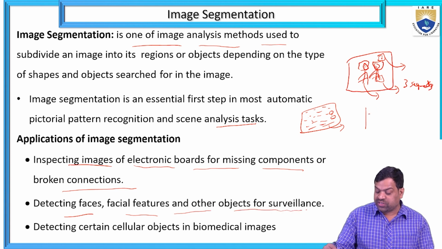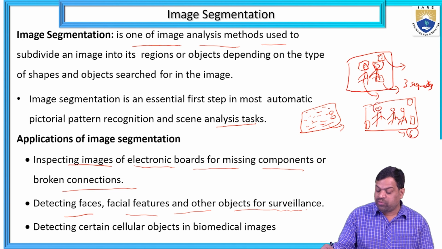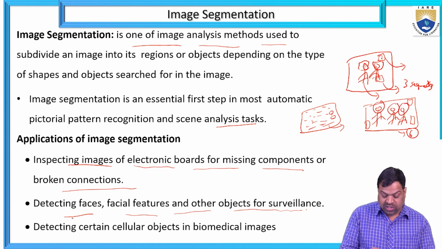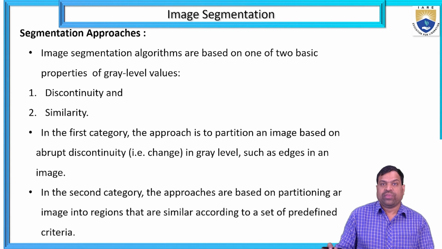Suppose here 3 persons are there in one frame, and some boxes or luggage are there. So how many objects are there? It means total segments are 6. But how many faces, how many persons are there? It means it will be finding out the faces. So detecting faces, facial features and other objects for surveillance, and detecting certain cellular objects in biomedical images.